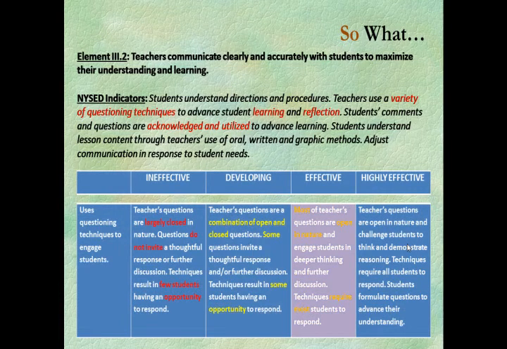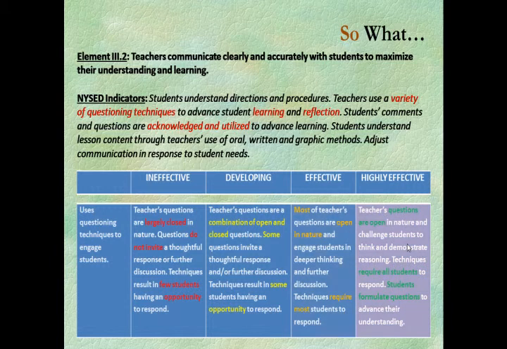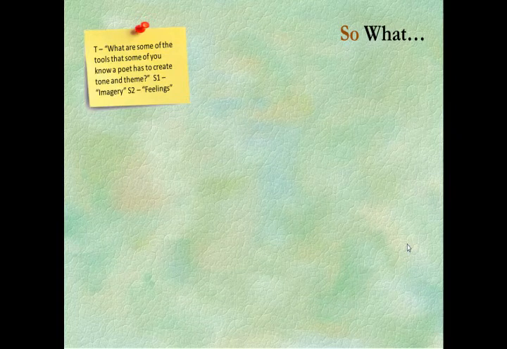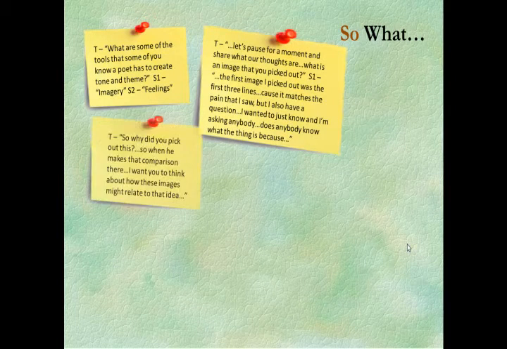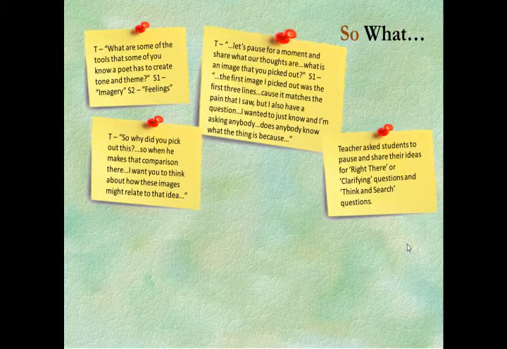As we move into the effective category, the language changes from most to open in nature and require most students to respond. And in the highly effective level, questions are open, require all students, and students formulate questions. As you look back at the notes or observations you made, some of them may look similar to these. When we take those pieces of observable evidence and place them alongside the key words we just noted in the rubric, how might you answer the following questions?